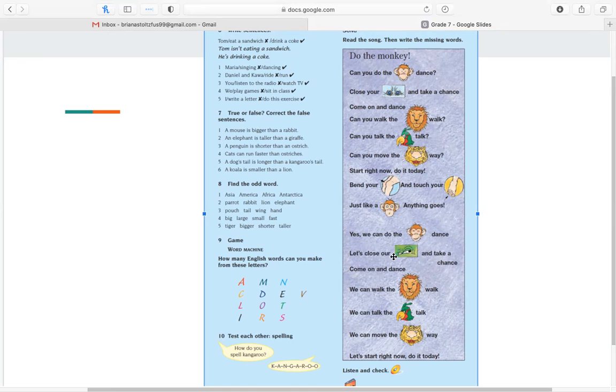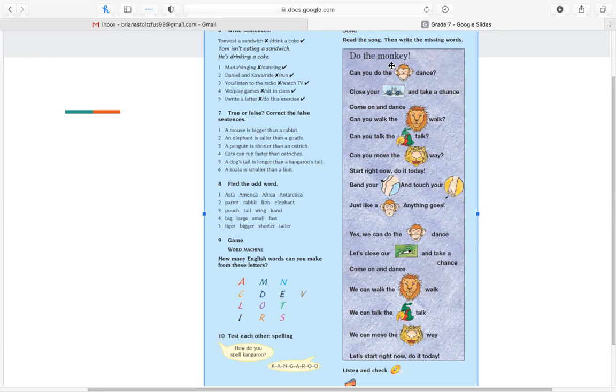Yes, we can do the monkey dance. Let's close our eyes and take a chance. Come on and dance. We can walk the lion walk. We can talk the parrot talk. We can move the tiger way. Let's start right now. Do it today. See if you can read this with me.